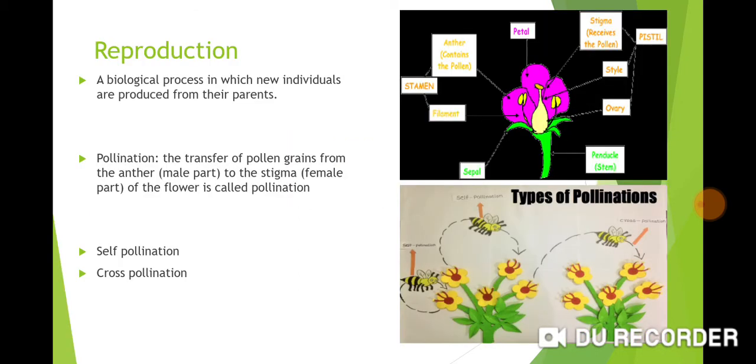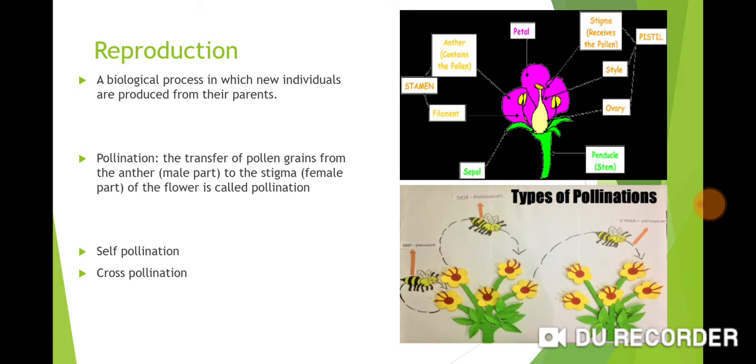Today we are going to start our third unit, that is reproduction in living organisms. Reproduction is a process in which one individual produces a new individual, or we can say parents give birth to their young ones, or the process of multiplication, generation of new offspring takes place. So we are studying reproduction in plants as yet.